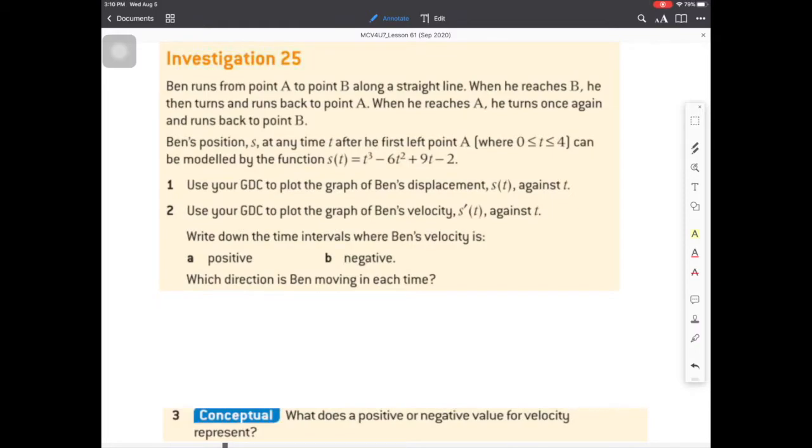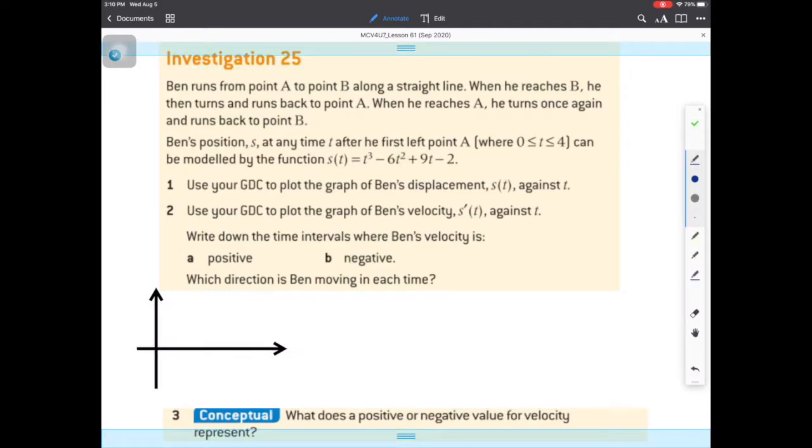Let me get a set of axes out. When you plot your graphs on a graphing calculator, you should see that the position looks something like this. It crosses the x-axis at 2 and 4, I believe, and it starts at -2.